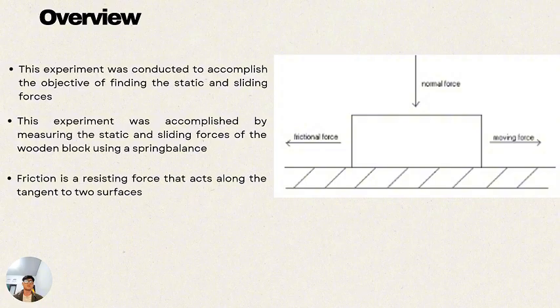The overview of this experiment. This experiment was conducted to accomplish the objective of finding the static and sliding forces. The experiment was accomplished by measuring the static and sliding force of the wooden block using a spring balance. Friction is a resisting force that acts along the tangent of the two surfaces.